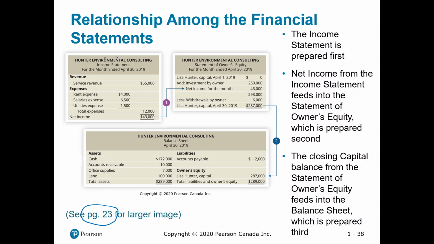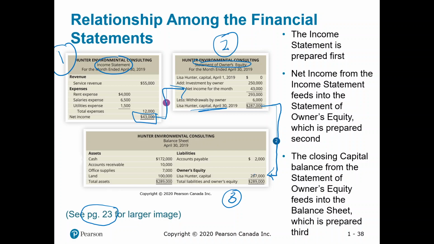So first of all, the first thing you do is prepare the income statement, where we're calculating our net income balance. This net income, we've seen, goes into the statement of owner's equity, which is prepared second. On this statement, we're calculating that ending balance in the capital account, which then is pulled down, and third, we calculate the balance sheet. So this balance comes from the statement of owner's equity.